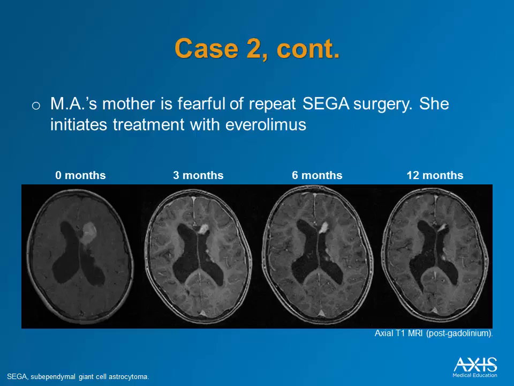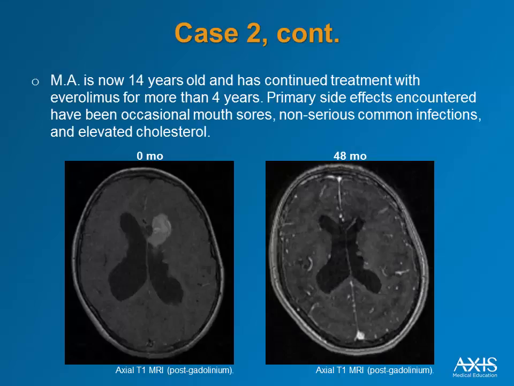So she initiated treatment with everolimus, and at 3 months, you see that the recurrent tumor that you see in the far left was reduced at 3 months, and again at 6 months, and at 12 months of treatment. So showing a very favorable response without significant side effects in this case. And she's continued to be followed, and she is now 14 years old and has been on therapy for more than 4 years with everolimus.